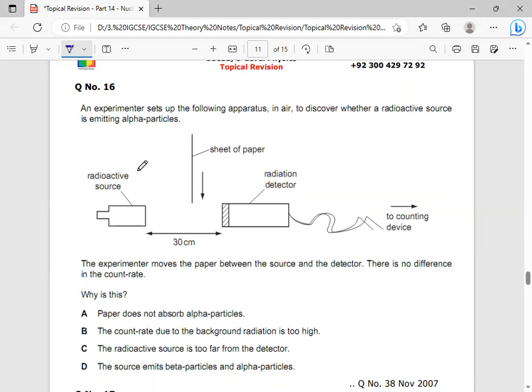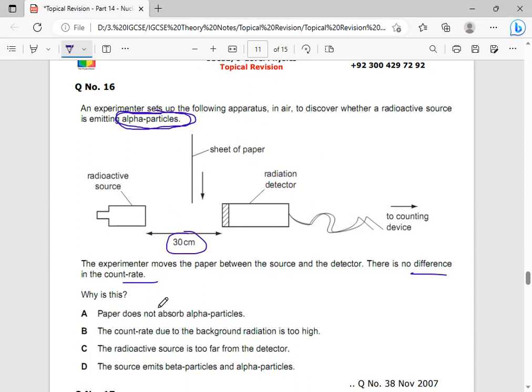Okay, in this question, a radioactive source and a detector are placed at a distance of 30 centimeters. The experimenter moves a paper between the source and the detector. There is no difference in the count rate. So it means that after placing the paper sheet, the count rate remains the same. Why is this? They have given in the question that the radioactive source is emitting alpha particles.